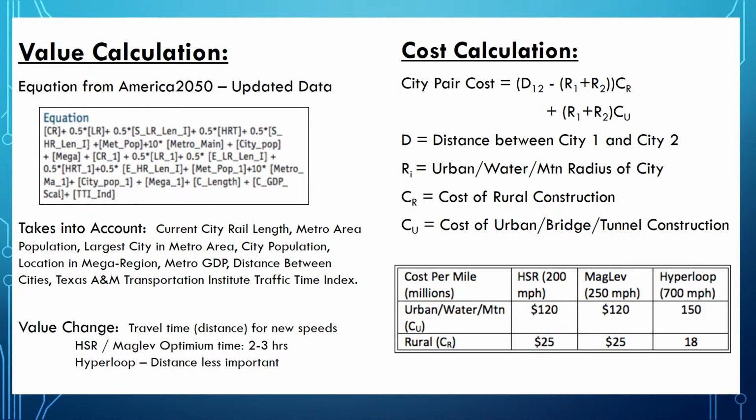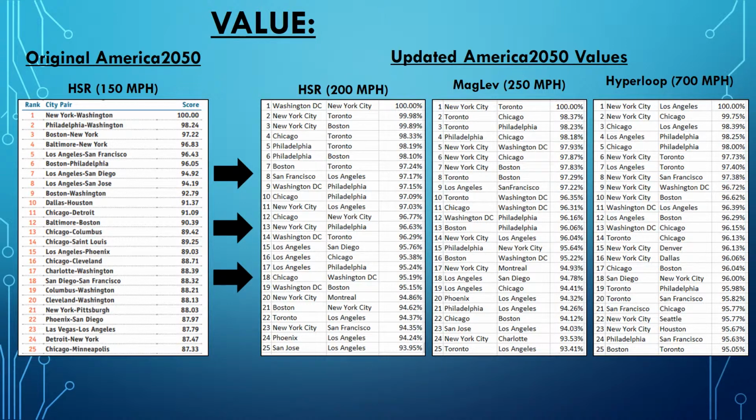To the left is the valuation equation from America2050.org. This group published a study in 2008 suggesting the highest value city pairs for high-speed rail connection based on statistics like ridership, city and metro area GDP, distance, traffic, all done at a rail speed of 150 miles per hour. To the right is the cost calculation for construction and maintenance. Here are America 2050's original value results, and to the right are the new results with updated speeds and data.